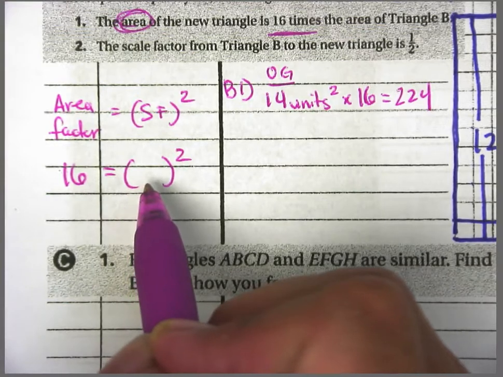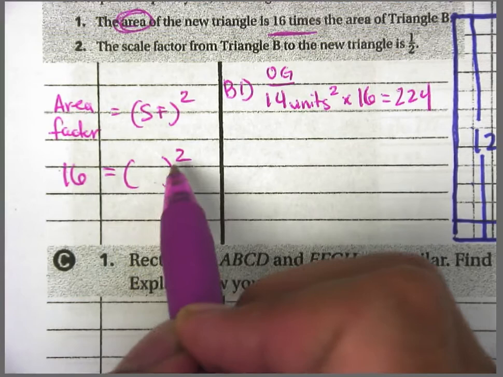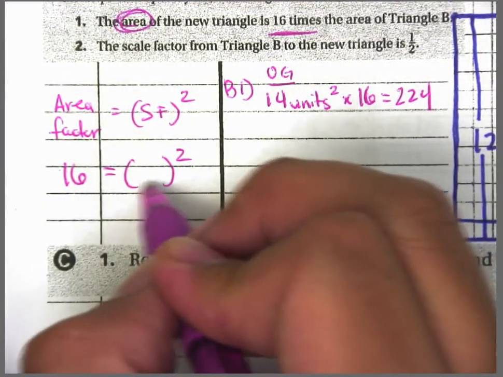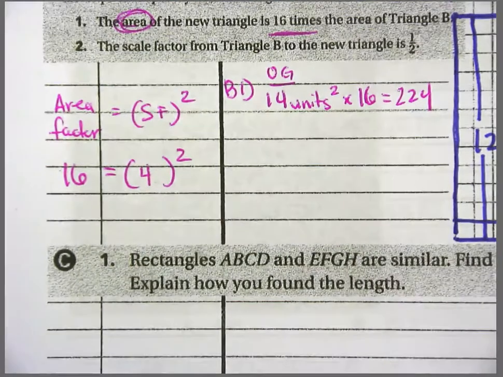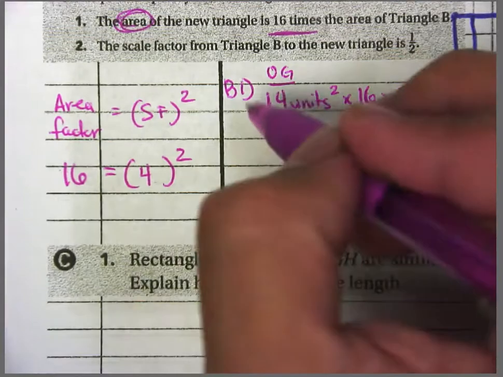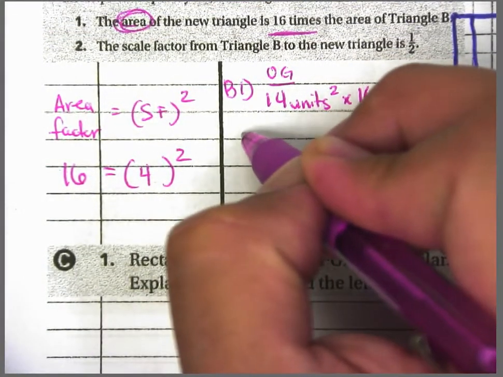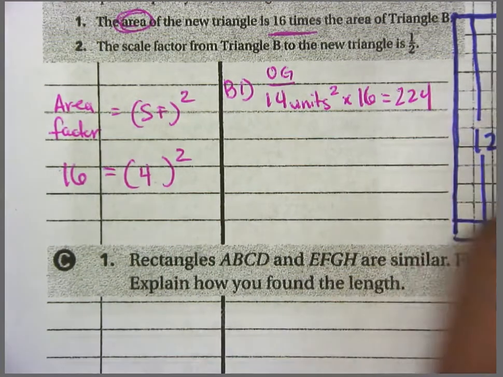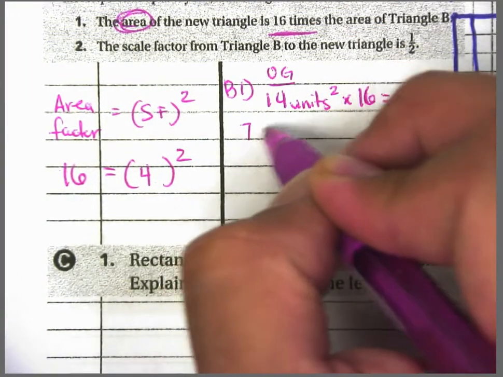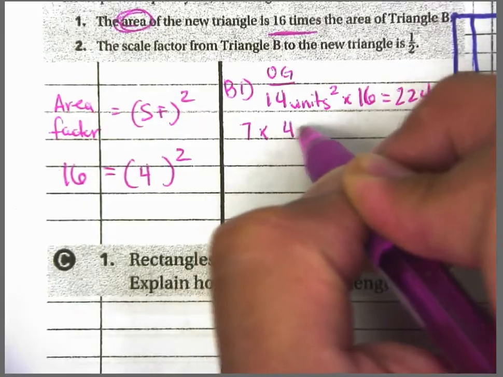Now, a lot of you might be thinking 8, but 8 times 8 is not 16. That's 8 plus 8. I want to square it. That means I'm multiplying. So the number we're looking for here is 4. So if my scale factor is 4, I need to increase my base by 4 and my height by 4. So that means I'm going to have 7 times 4.